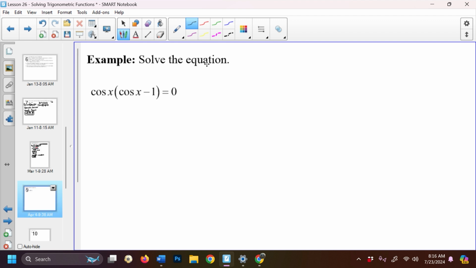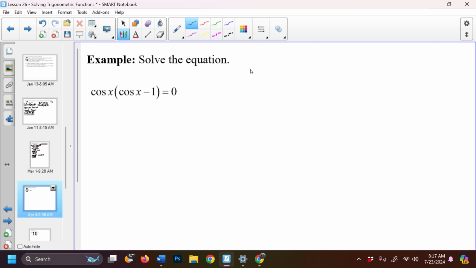Next, it asks me to solve the equation cosine x times cosine x minus 1 is equal to 0. Now, this expression is easy to solve, but you'll notice there is no limitation of solve from 0 to 2 pi. So they want all of the solutions here.